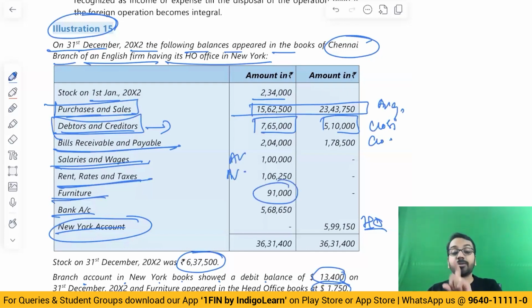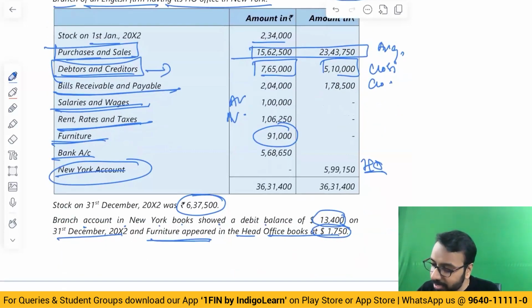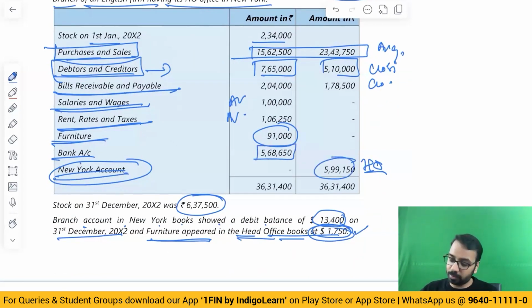Furniture. Now, this furniture, we have to take the historical cost. Don't take average rate. So, how do we get the historical cost? Here, they have said furniture appeared in the head office book at $1,750, right? So, that can be a reference point because that gives us the amount, right? Bank account, monetary item, closing rate. New York account, head office account, that will be, okay?